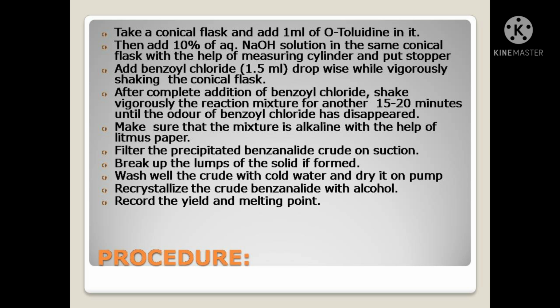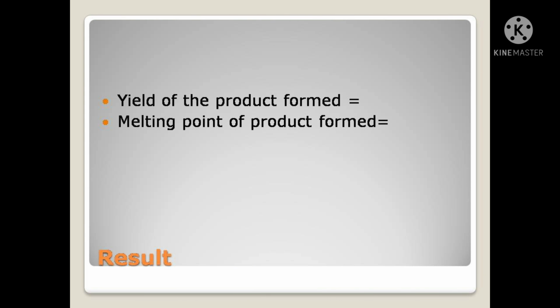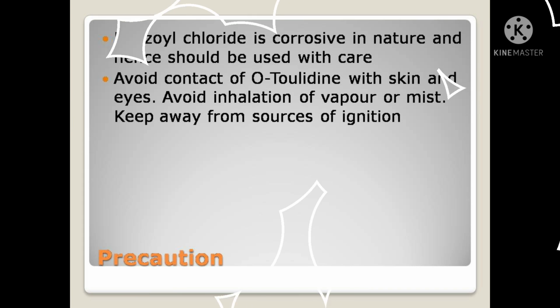Make sure that the mixture is alkaline with the help of litmus paper. Filter the precipitated crude benzotoluidide on suction. Break up the lumps of the solid if formed. Wash the crude well with cold water and dry it on the pump. Recrystallize the crude benzotoluidide with alcohol. Record the yield and melting point. Finally, in the result, we write the yield of the product formed and the melting point of the product formed.